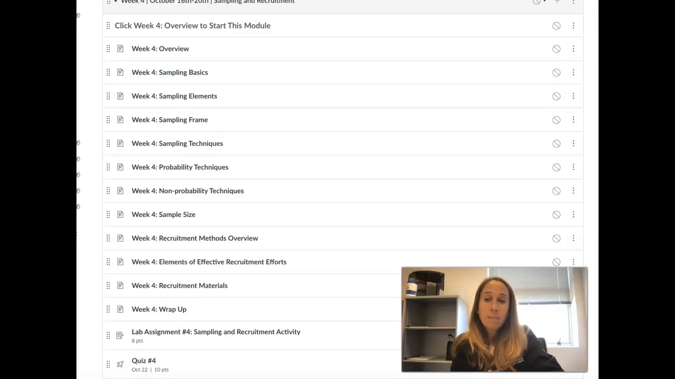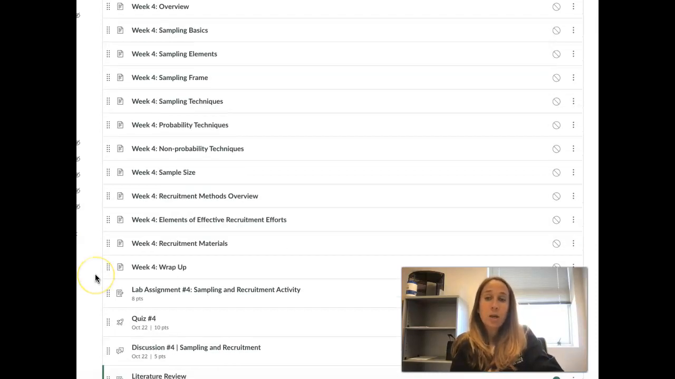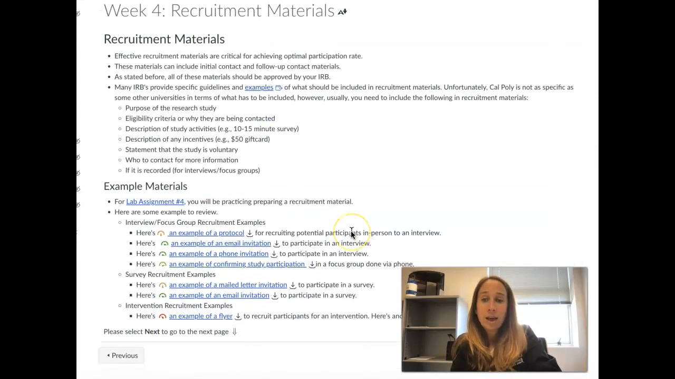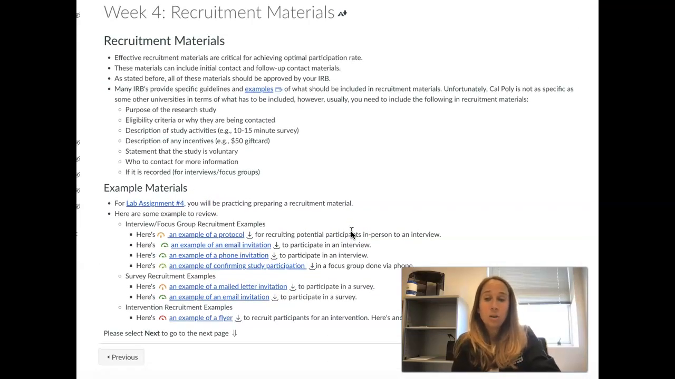You're also going to learn about actual recruitment materials. So if you click on this page here, there are some recruitment materials that, again, these are from actual research studies that have been conducted in real life. So take a look at those. Those will also be helpful for your lab.